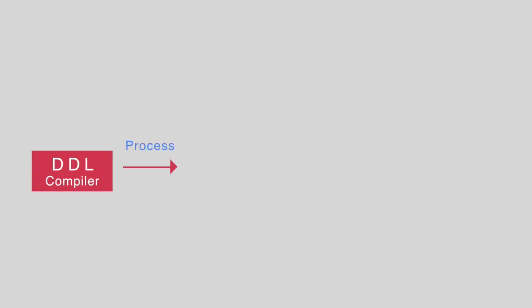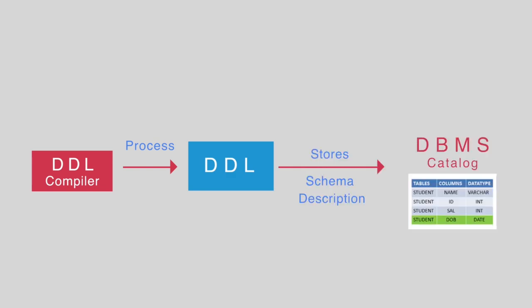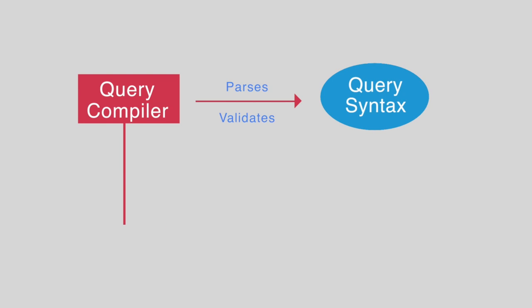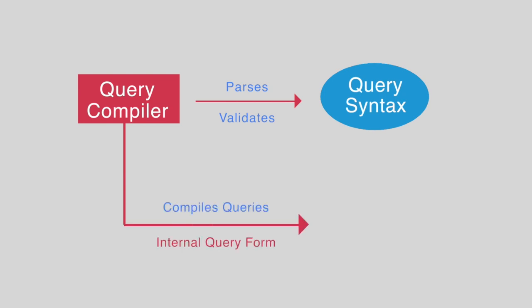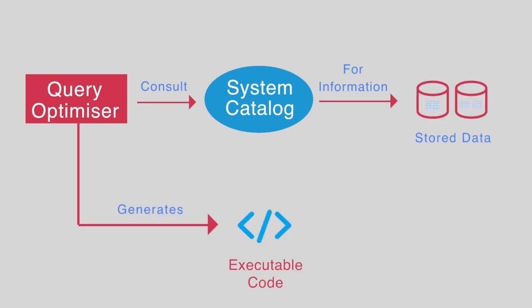DDL compiler. It processes schema definitions specified in the DDL and stores descriptions of the schemas in the DBMS catalog. Query compiler. It parses and validates the correctness of query syntax. It compiles queries into an internal query form which will be subject to query optimization. Query optimizer. It uses efficient search algorithms and consults the system catalog for statistical and other physical information about the stored data and generates executable code.